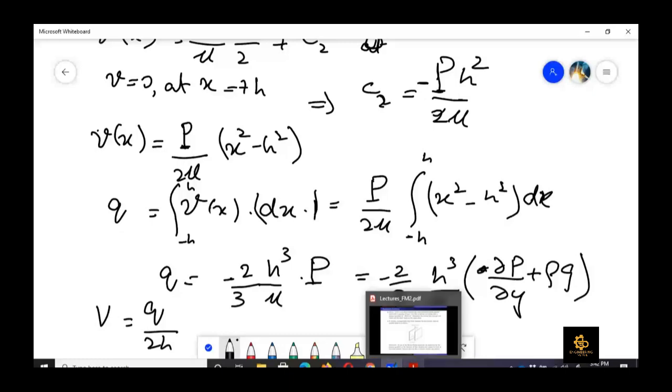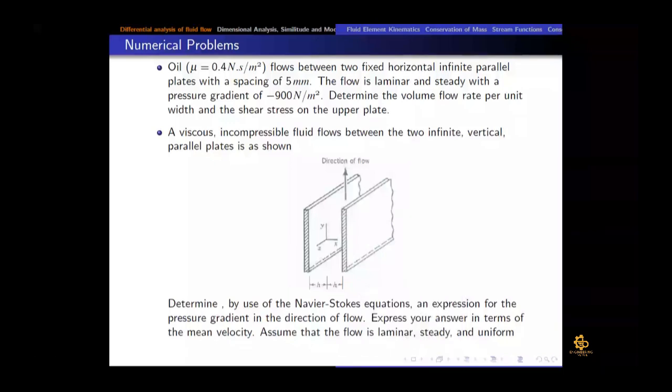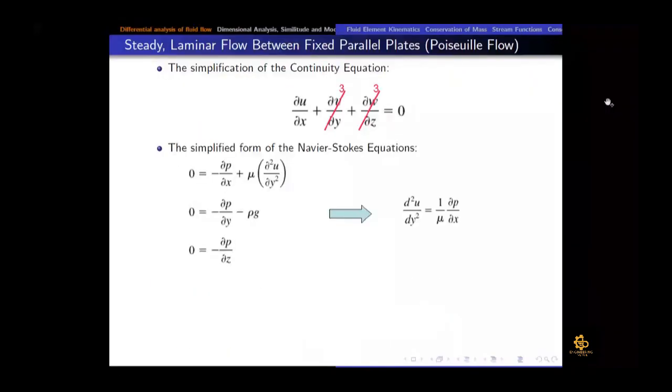So I hope that these two numerical problems are also quite understandable. If there is any query, let me know.